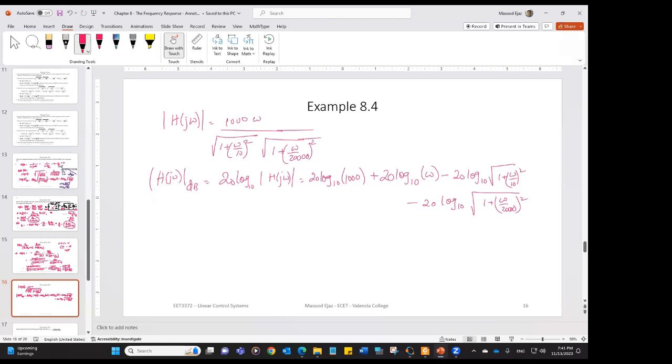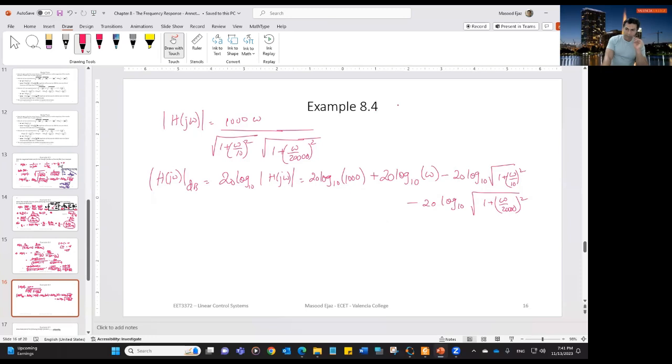Thank you, sir. Again, if you remember your log rules, A times B over C times D is going to be log of A plus log of B minus log of C minus log of D. Or you can do minus log of C times D, and then that becomes minus log of C plus log of D. And since there's a negative outside, it becomes negative log of C minus log of D. So that's how we wrote this.